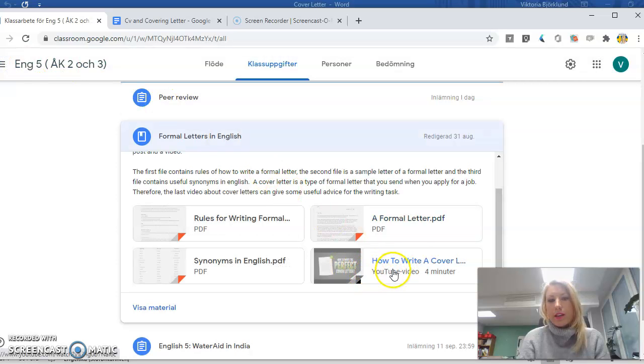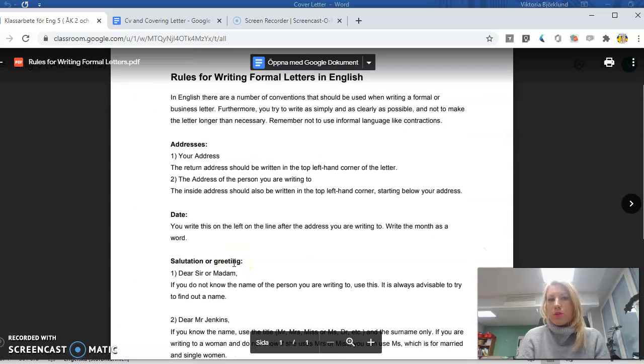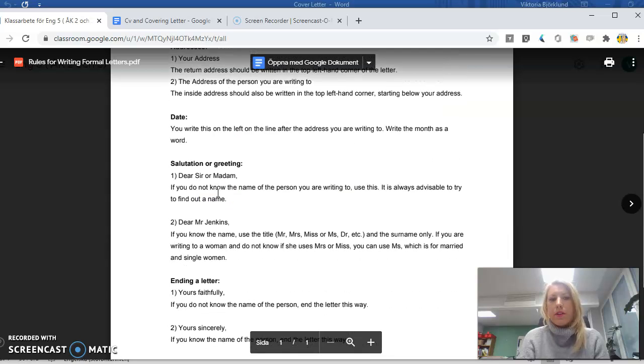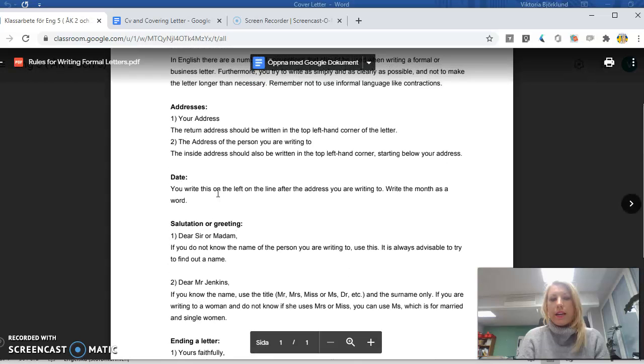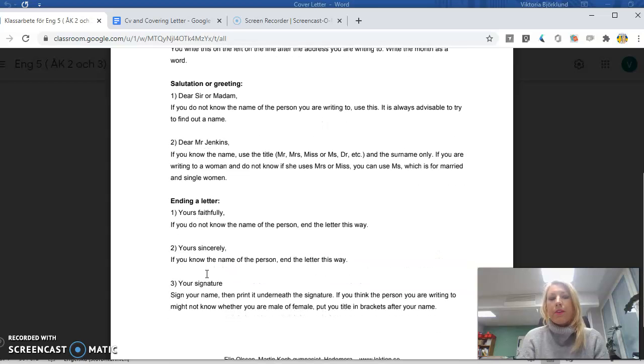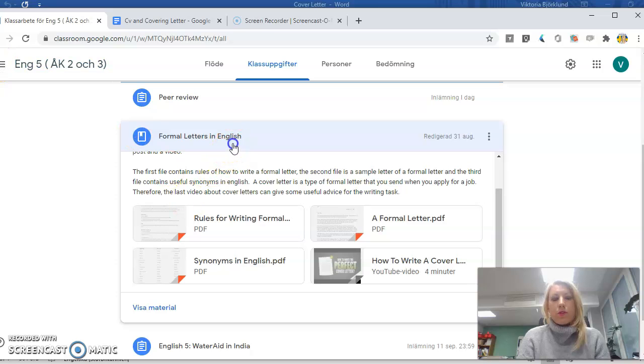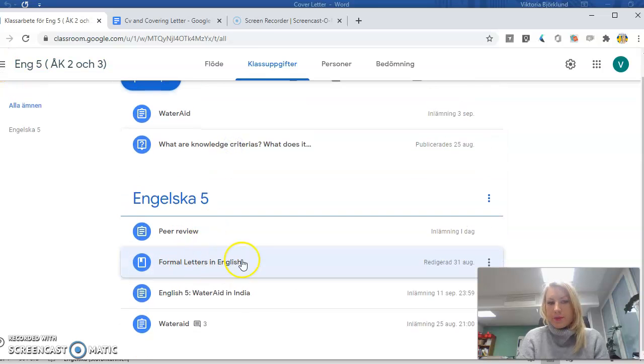You need to watch the short clip, take notes, and also you need to look at the rules here, rules for writing formal letters in English. So you need to think about these things here: the address, the date, salutation or greeting, ending a letter, and you also need to put your signature, sign your name. So once you've done that, you are prepared to start writing your own formal letter.